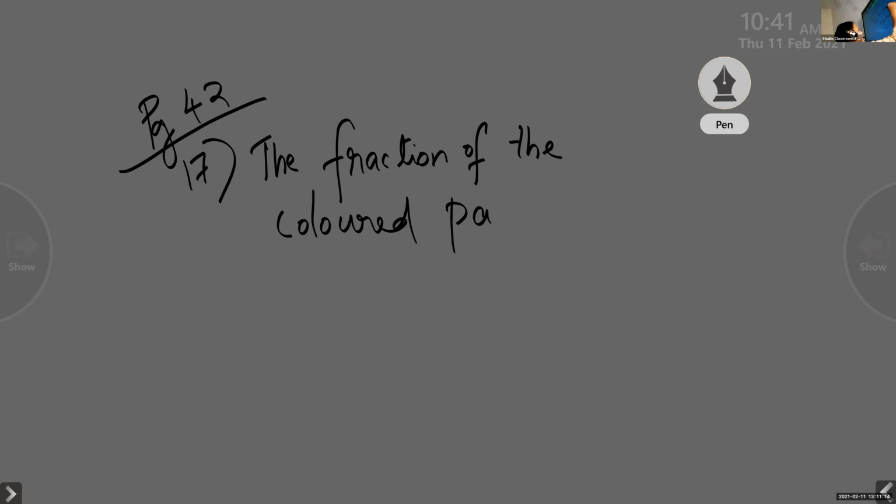Mayuk already said that. It is 4 by 10. The fraction of the colored part, we can also see only 4 parts are colored, out of the total, which is 10. Now write the decimal form, children. Decimal form.